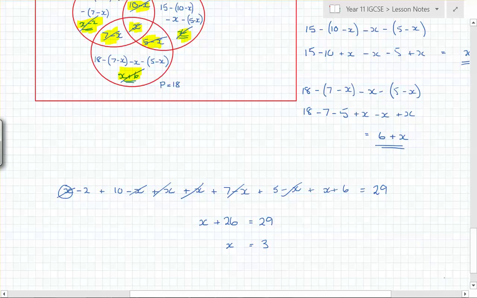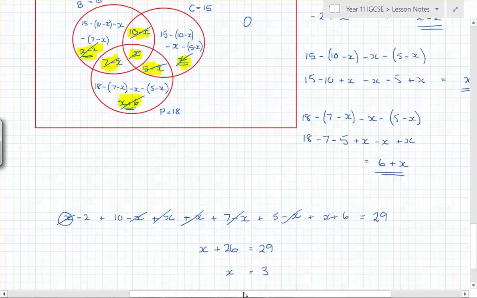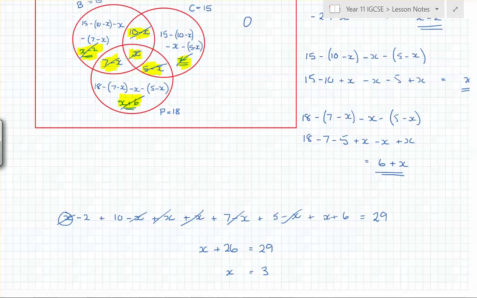So we can say, once we've got that, we can then put it back into all the other regions. So in this case, it only says how many study all 3, but we can actually answer all the other questions now. Okay. So once I've got here, so how many study, for instance, chemistry and physics, but not biology? 2. How many study only physics? 9.